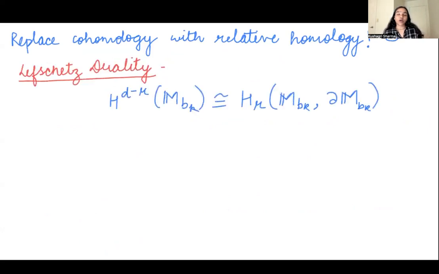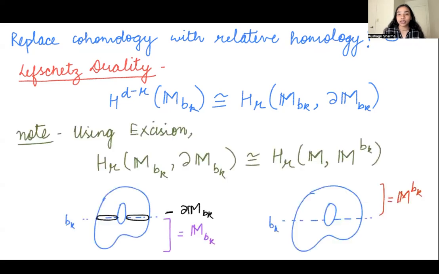This is when the Lefschetz duality comes into picture. So Lefschetz duality tells us that the D minus R dimensional cohomology group of this sublevel set MBK is actually isomorphic to the homology of this relative pair. The pair is the sublevel set, and we are modding out by the boundary of the sublevel set.